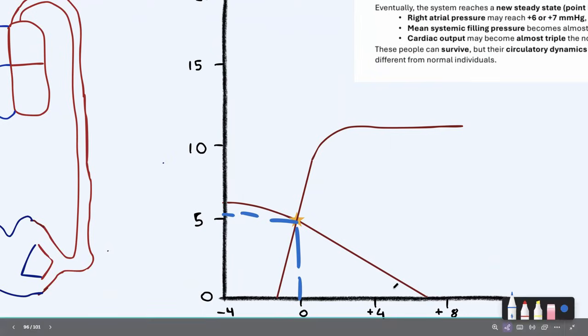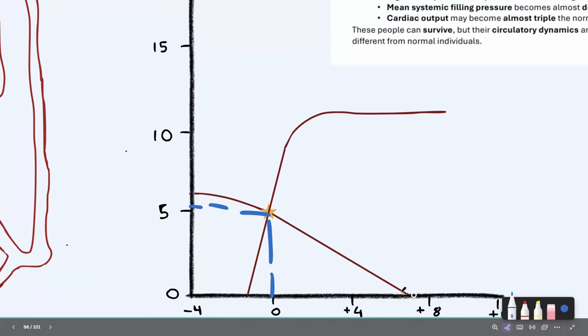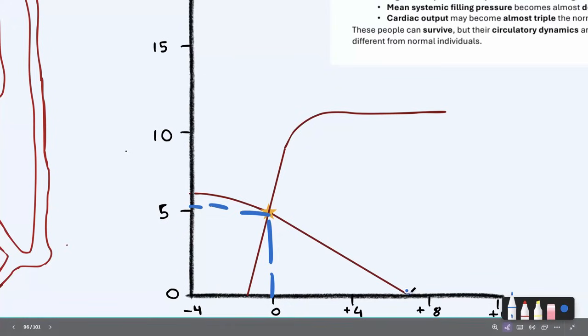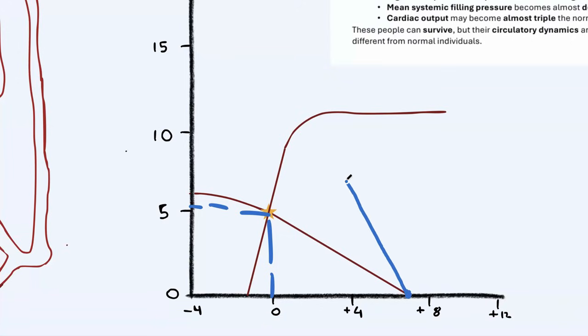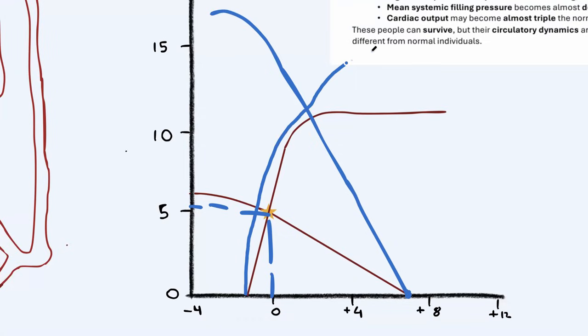So what happens if I put on the fistula? Okay, let's go through this again one more time. If I have the fistula immediately after, you're going to start through here because the MSFP is the same immediately after. So the venous return is going to increase. It's going to increase by a lot, okay? And the cardiac contractility curve is also going to increase. There we go.